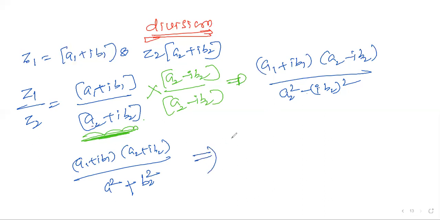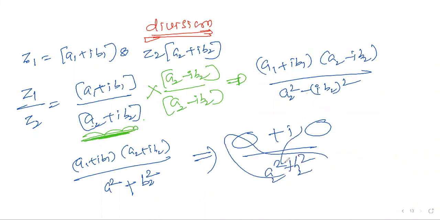After this, take the real numbers plus i times the imaginary number, divided by a2 squared plus b2 squared. Then, after you separate the real and imaginary parts, you'll get the division of the given numbers. If you are still confused and not clear, I'll take one example and try to explain it very clearly.